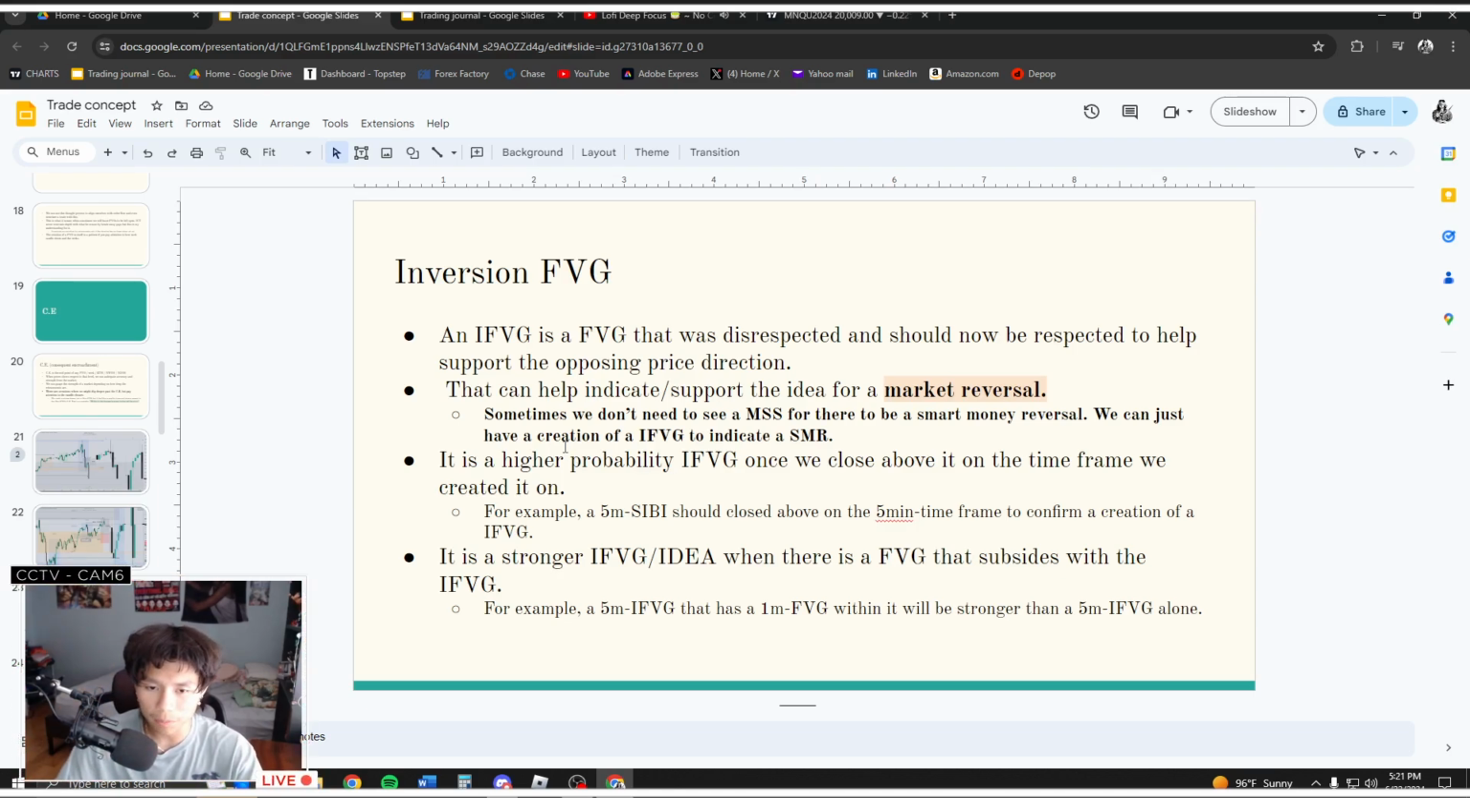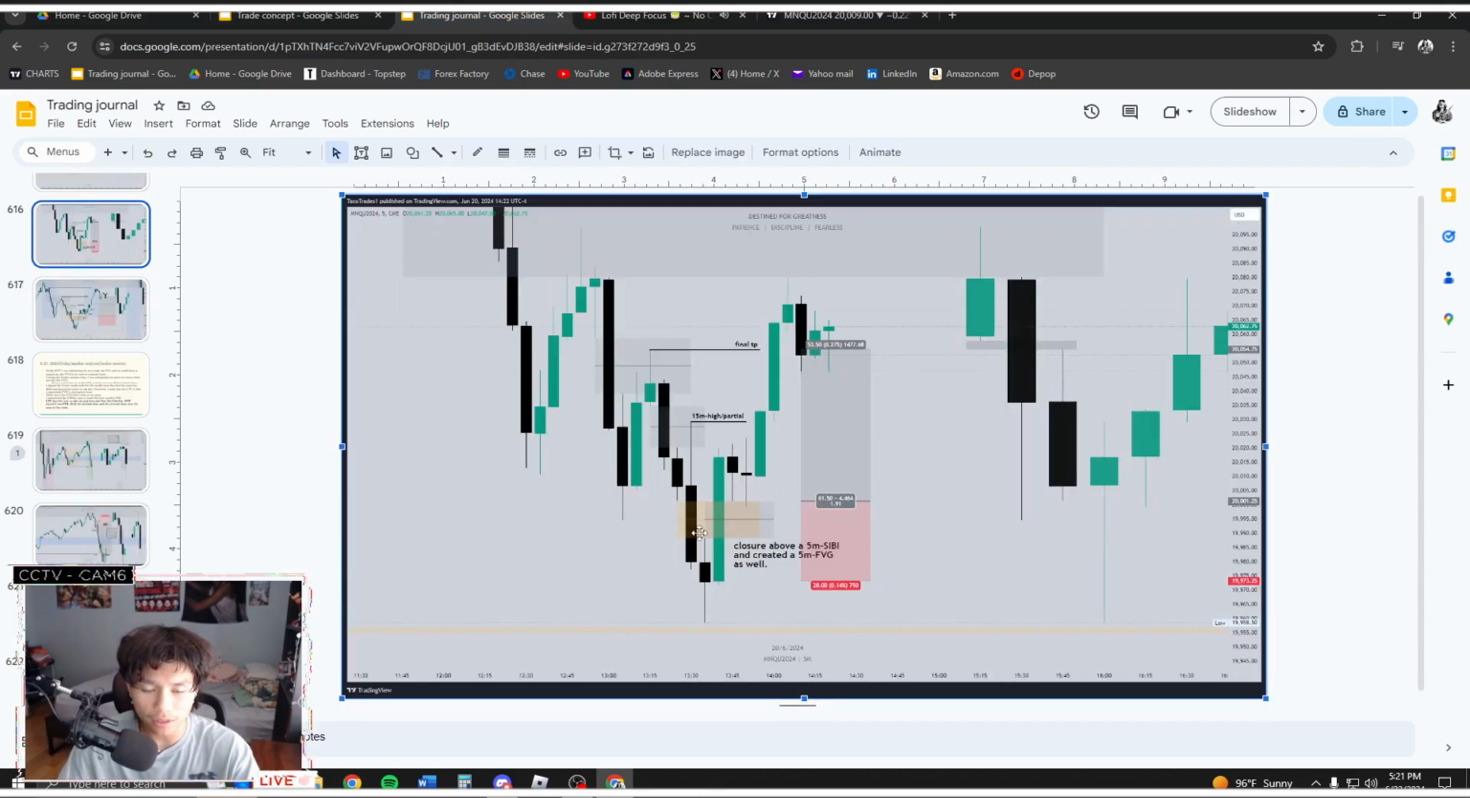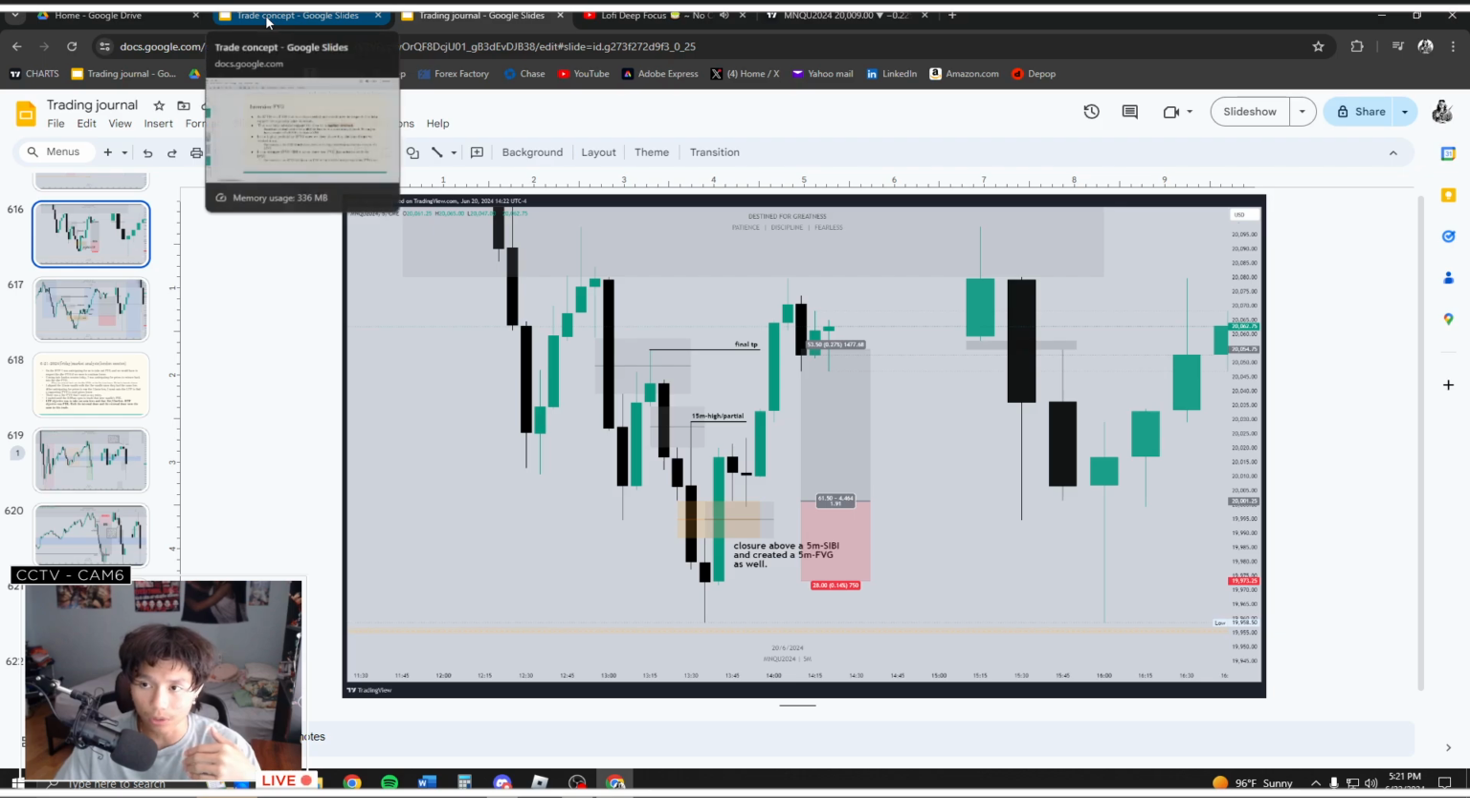So it is a higher probability inversion fair value gap once we close above it on the time frame we created it on. So basically what I mean by that is, notice how we created this SIBI on the 5-minute time frame. We also closed above it on the 5-minute time frame. We didn't just close above it on the 1-minute time frame, but we closed above it on the 5-minute time frame. That really confirms that, and supports that idea of, hey, we might be seeking higher prices at the moment.